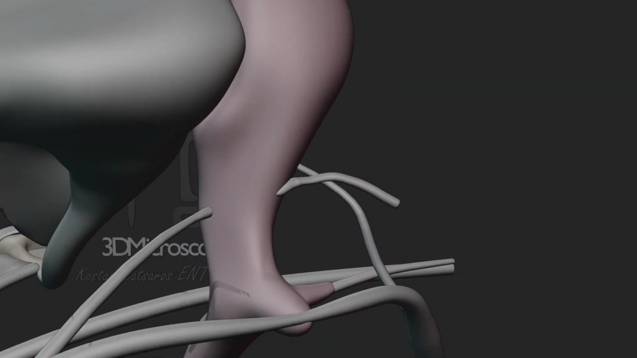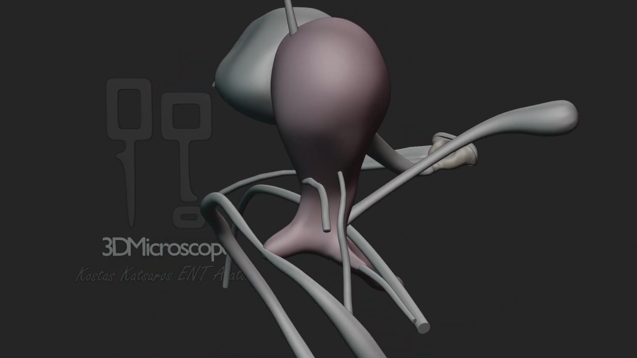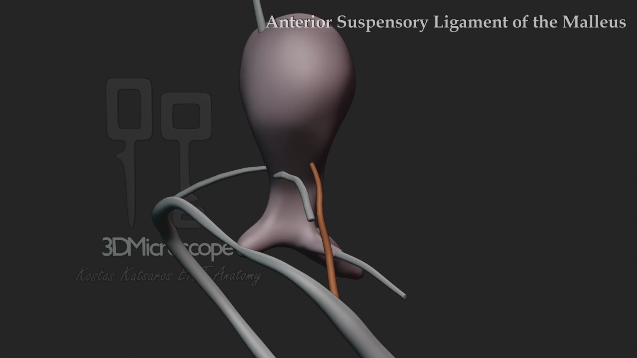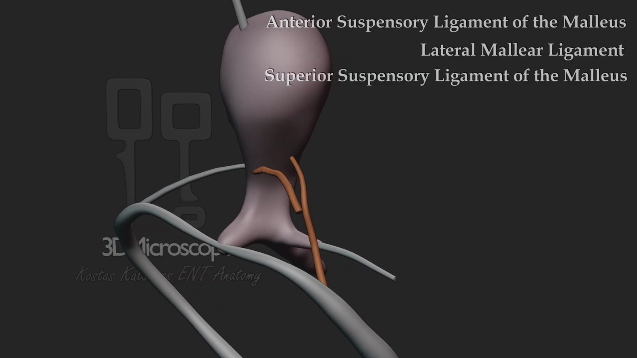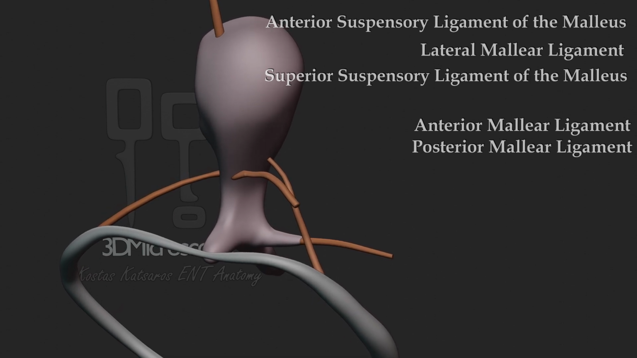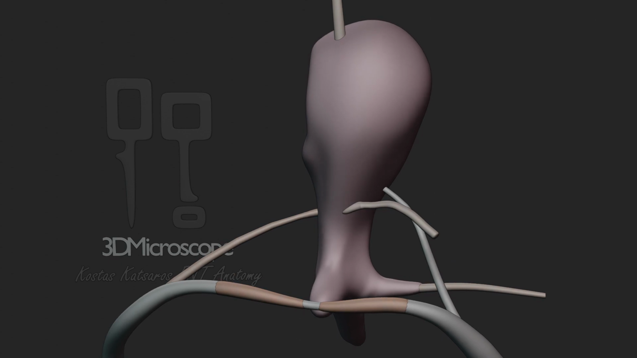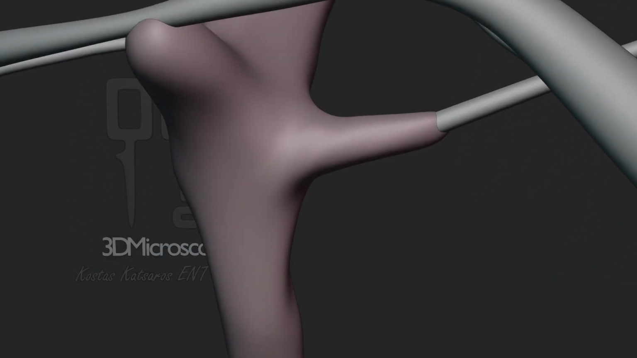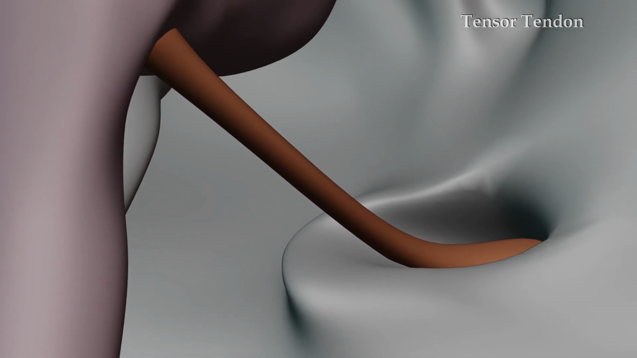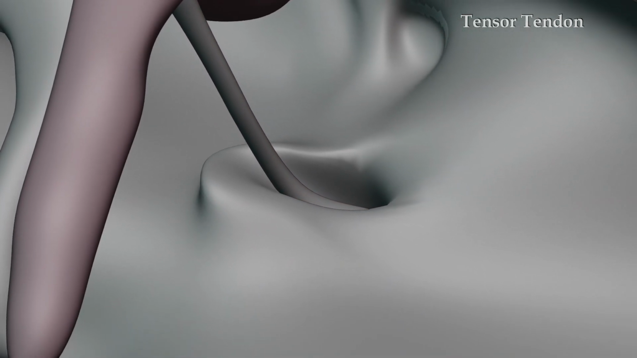Now, try to imagine the malleus with its 5 + 2 ligaments in space. We described the anterior, lateral, superior suspensory, anterior, posterior mallear, and finally the 2 tympanomallear ligaments. In addition to those, we have also the tensor tendon, extending from the cochleariform process of the medial wall to the neck of the malleus laterally.